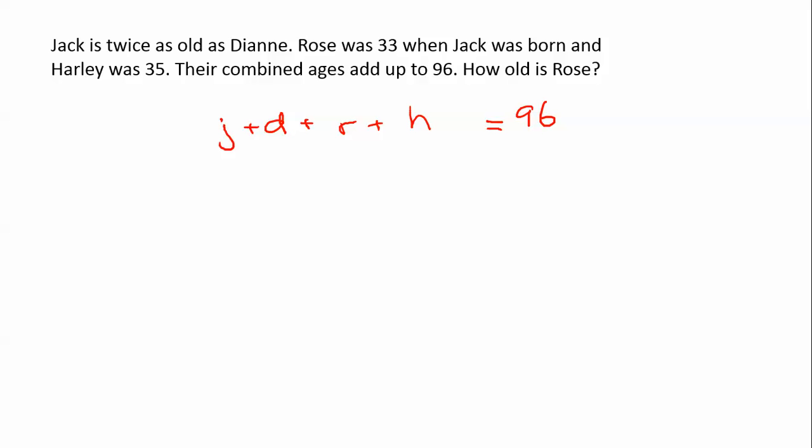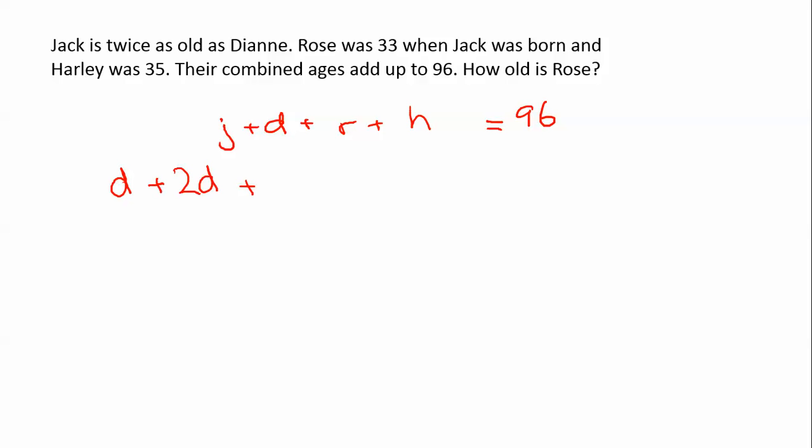So let's see what we do know. Let's say that Diane's age down here is D. And we know that Jack is twice as old. So we could add plus D, or we could just put 2D because he is twice as old as Diane.